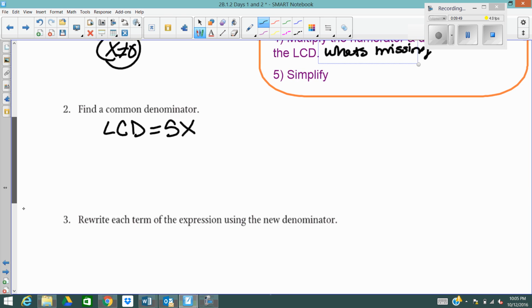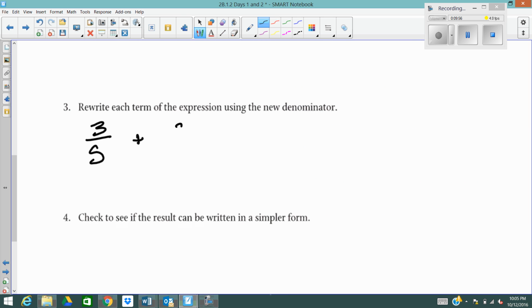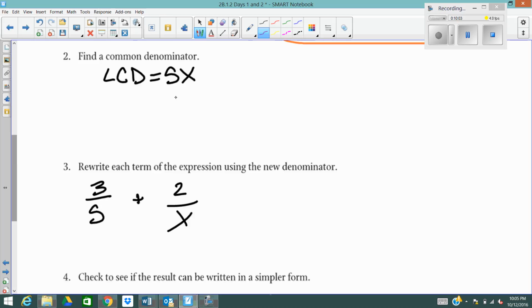So 3 over 5 plus 2 over x. I'm purposely going to write these far apart because I want to give myself room. My LCD is 5x. 3/5 already has the 5. What it doesn't have is x. So I'm going to multiply the numerator and denominator both by x, because then I'm really multiplying by 1, and multiplying by 1 does not change the value, it just changes the way it looks.